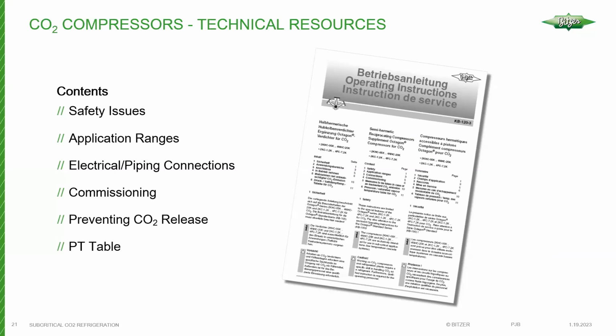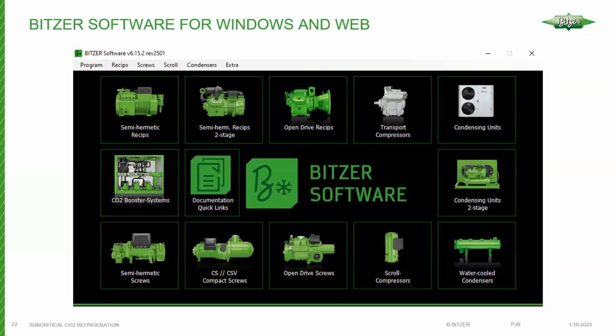We always want to avoid the possibility of forming dry ice in the system, creating any kind of dangerous situation. So generally, commissioning will take place in steps, and the operating instructions are very good about explaining what these steps are, to give you a good general overview of how systems should be charged. Preventing CO2 release, how piping connections should be made, just a lot of information like that in these guides. So I do recommend having a look at them.